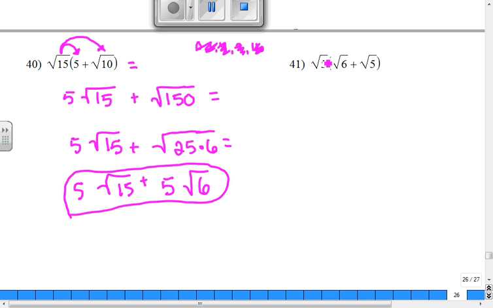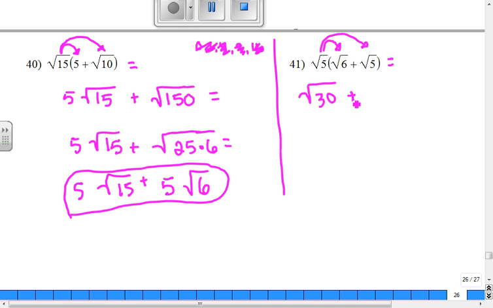Okay, we have to distribute again. So we have the square root of 5 times the square root of 6. Well, they're both under the square root, so we make a square root. 5 times 6 is 30. The square root of 5 times the square root of 5, well, they're both under the square root, so that gives us the square root of 25.